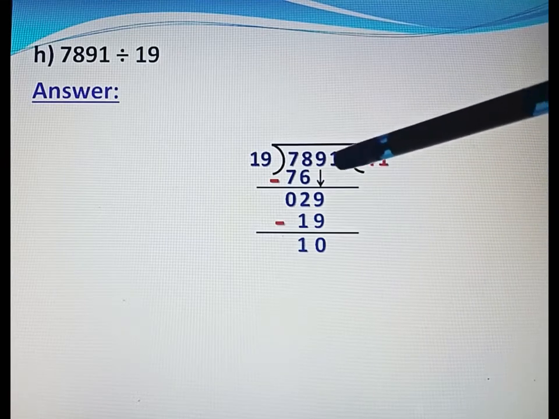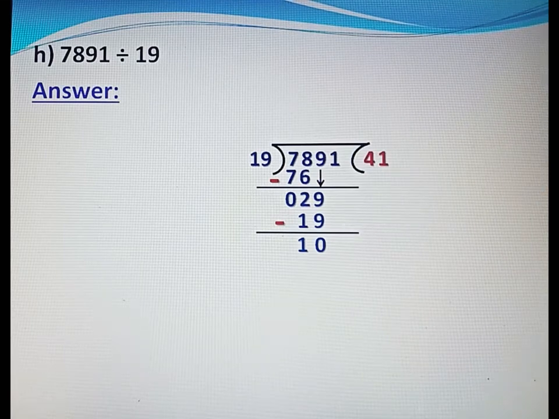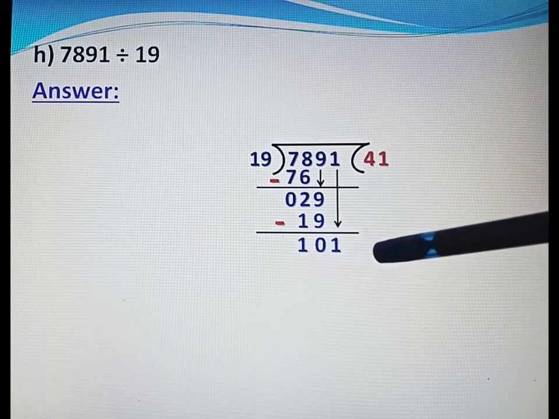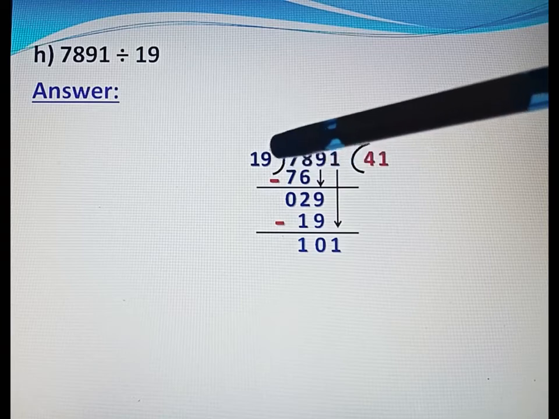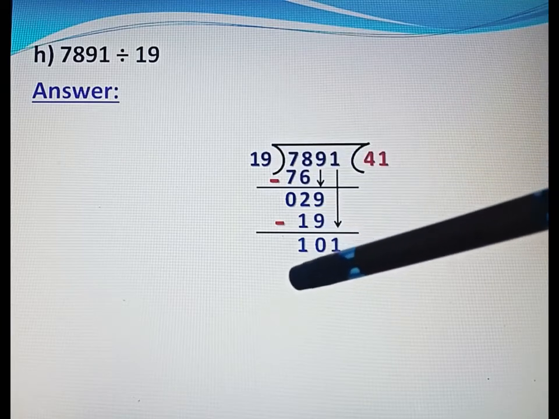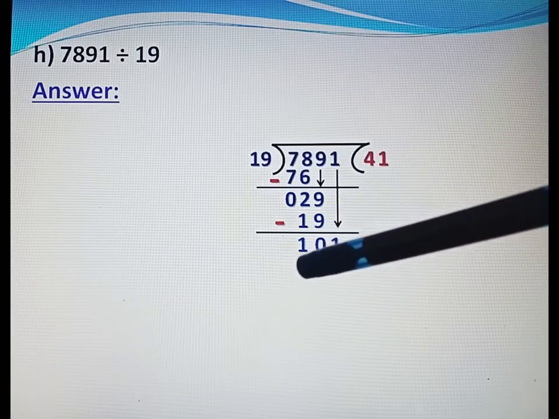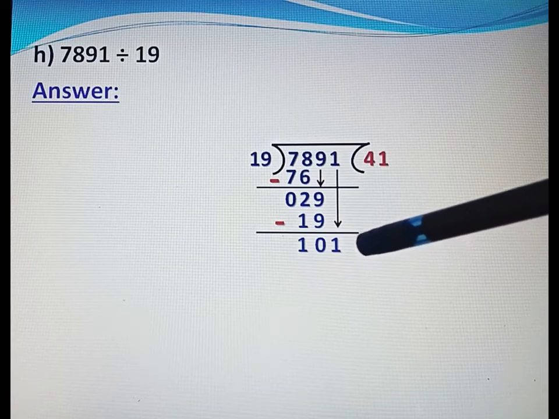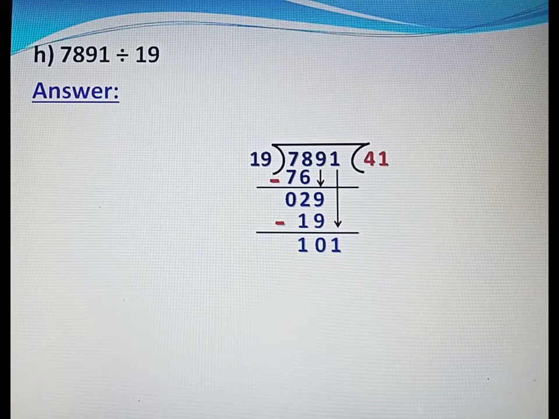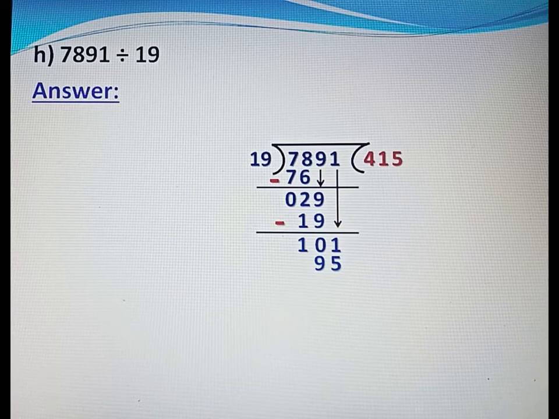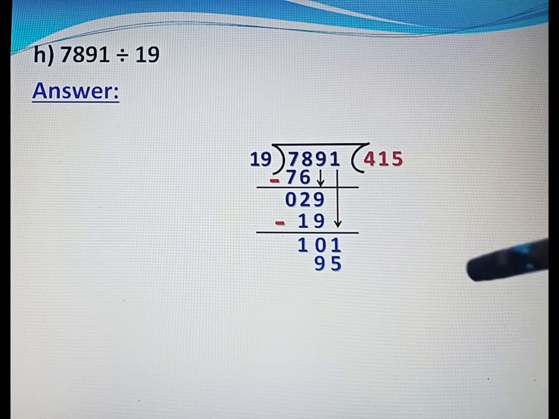Again we will take next number, that is 1 here. It becomes 101. Again we will multiply so that it is equal to 101 or less than 101. It should not be greater than 101. Multiply 19 5s are 95, and then we will do subtraction.